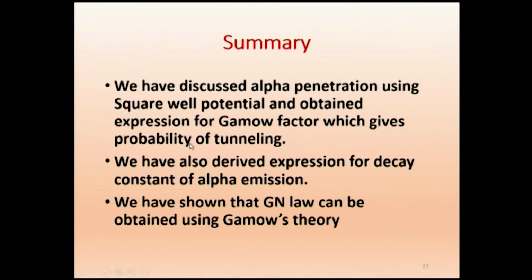So, now we shall just summarize. We have just discussed alpha penetration, how the alpha particle penetrates using a square well potential, and we have also obtained the expression for gamma factor, which gives the probability of tunneling, that is e power minus 2g. We have also derived the expression for decay constant of alpha emission. So, that is the original Gamow derivation. And also we have shown that Geiger-Nuttall law can be obtained using Gamow theory. The Geiger-Nuttall law was an experimental law. Now, Gamow theory gives the theoretical explanation for that.